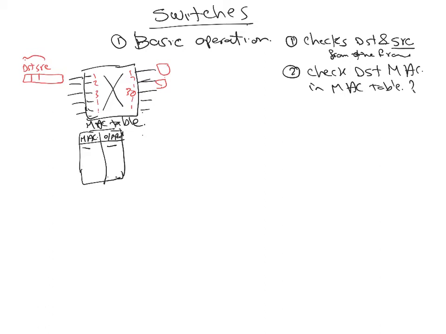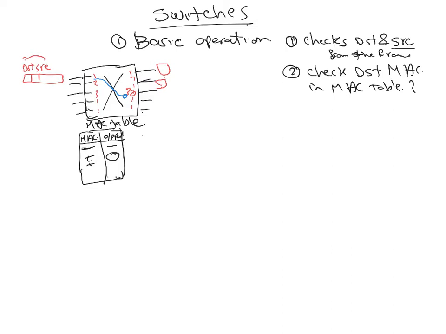Step number 2, it checks the destination MAC in the MAC table. Does this destination MAC address exist in the MAC table? If the answer is yes, then my job is almost done. All I need to do is get the output port, and based on that, I will forward the frame from a specific input port to that output port, and my job is done.